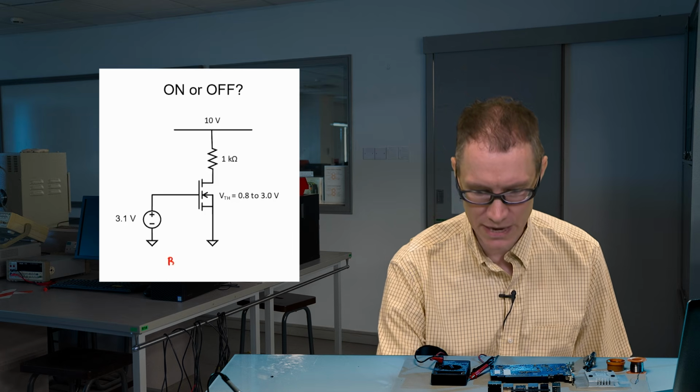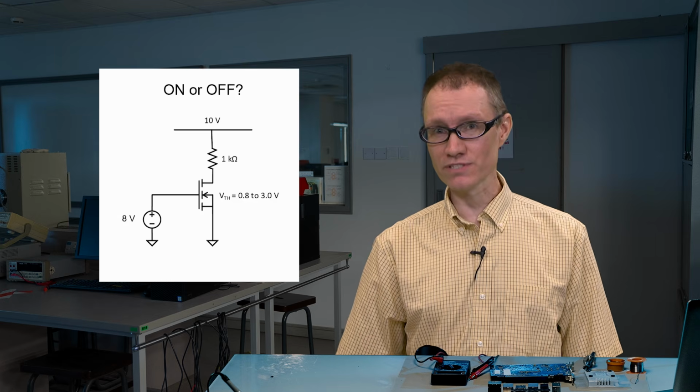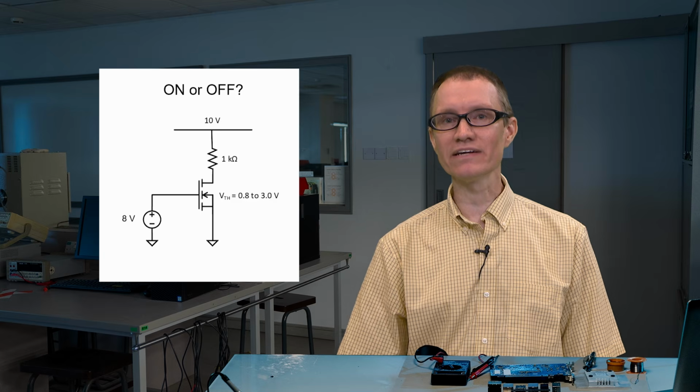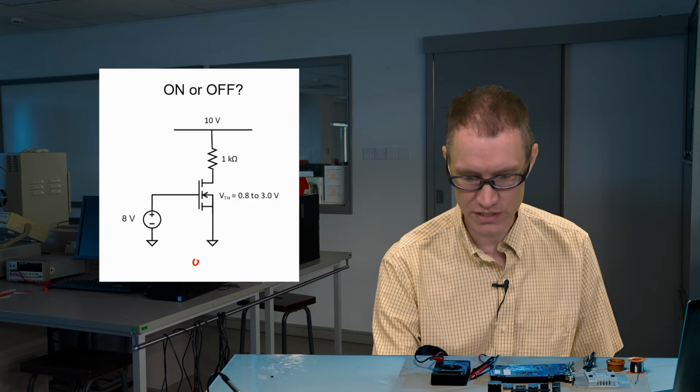So let me just say barely on. What if we put 8 volts at the gate? Well, then it's very clear. This transistor is on. If we're trying to use the transistor as a switch, then this is perfect.